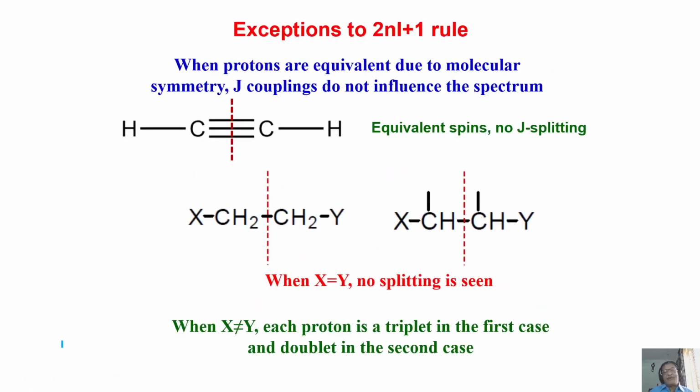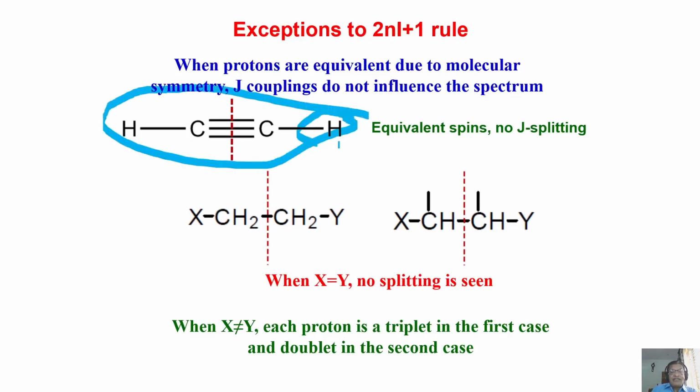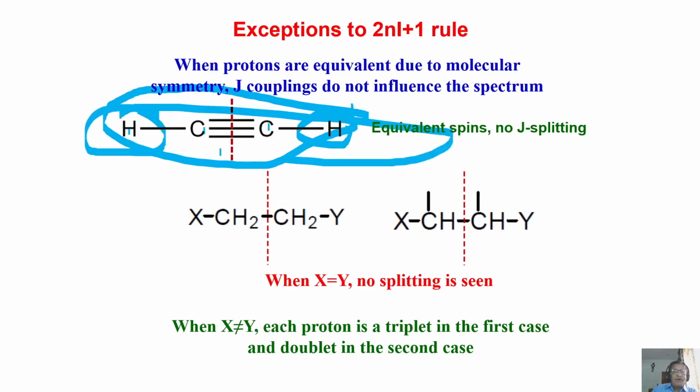But there are exceptions to the 2nI+1 rule. Consider a molecule like this. There is a perfect equivalence here. This is equivalent to this. When this is equivalent, this will not give rise to coupling with this. This will not couple to this one. Same way, this carbon will not couple to this carbon. In the equivalent case, there is a perfect symmetry. J couplings do not influence the spectrum. You understand? This is an exception to the 2nI+1 rule.